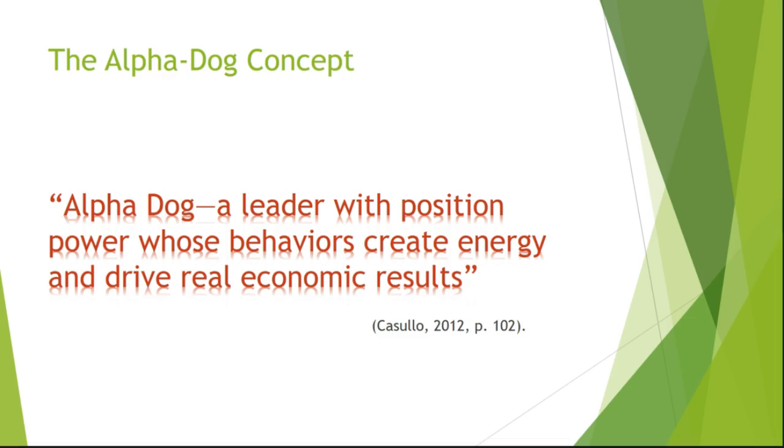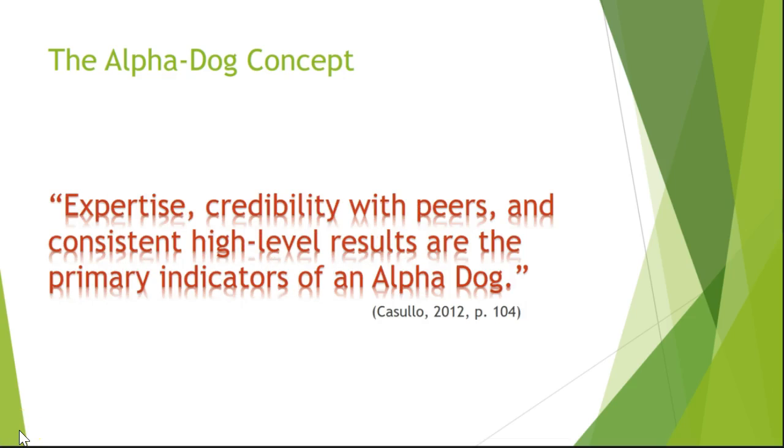Some businesses are not economically driven, like education, so the key term here is results. Expertise, credibility with peers, and consistent high-level results are the primary indicators of an alpha dog. Two personal social powers are at play here. Expertise or expert power provides the alpha dog with a knowledge and skill level to speak with authority to those in the organization.